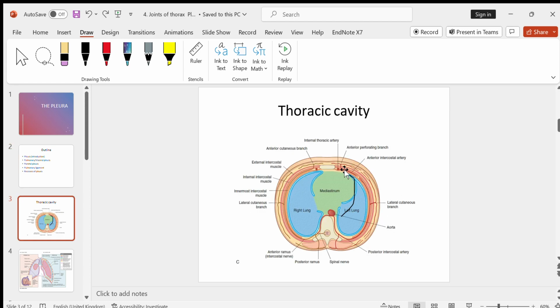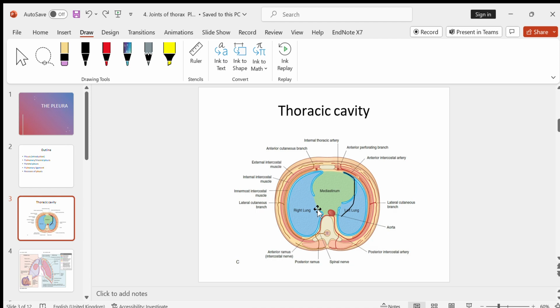Here, we can see that this is the thoracic cavity. The thoracic cavity is bounded by the thoracic cage, which is formed by the sternum in the front, the vertebra on the back, and the ribs on either side. Inside, there is the mediastinum in the center and the lungs on the two sides. The mediastinum has its lateral boundaries formed by the parietal pleura.